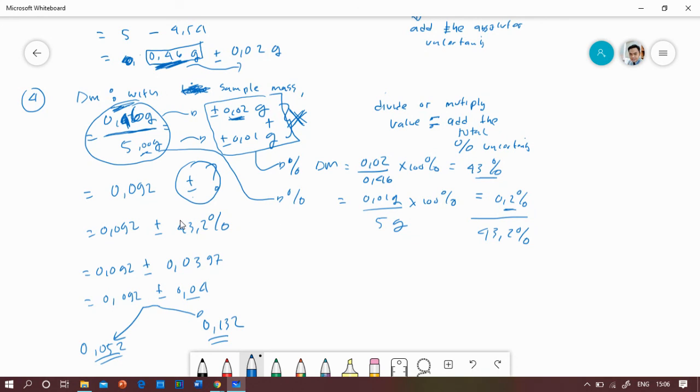But if you want to go back to the absolute uncertainty, then just multiply this with the actual value. So 43.2% of 0.092 is going to be 0.0397. We usually round it with one significant figure. So it's going to be 0.04. So the value of this 0.092 will be plus minus 0.04. That's all. I think that completes all the uncertainty calculations.